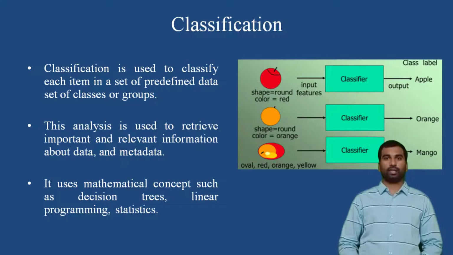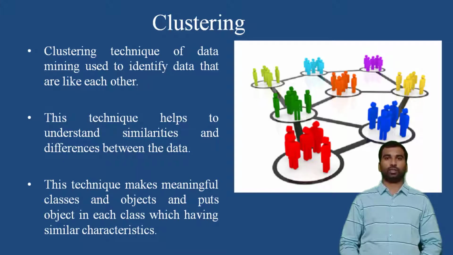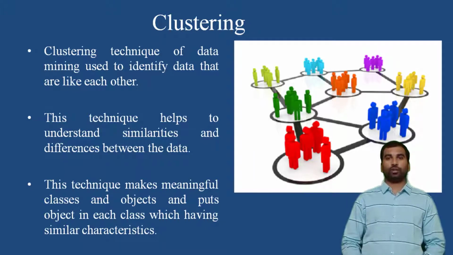The second one is clustering. Cluster analysis is a bit different from classification in the sense that here the pieces are grouped according to their similarities. For instance, different groups of customers are clustered together to find the similarities and dissimilarities between the strands of information about them. This technique makes meaningful classes of objects and puts the objects having similar characteristics in each class. The next one is regression.